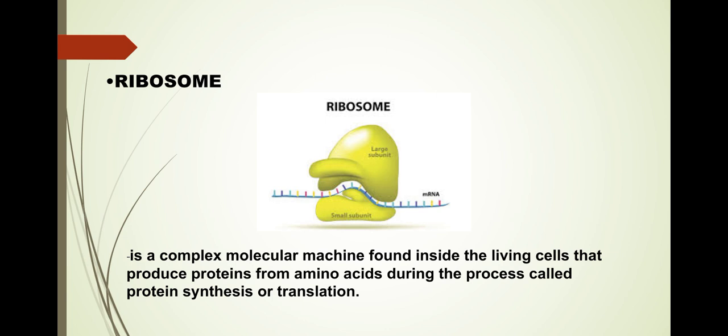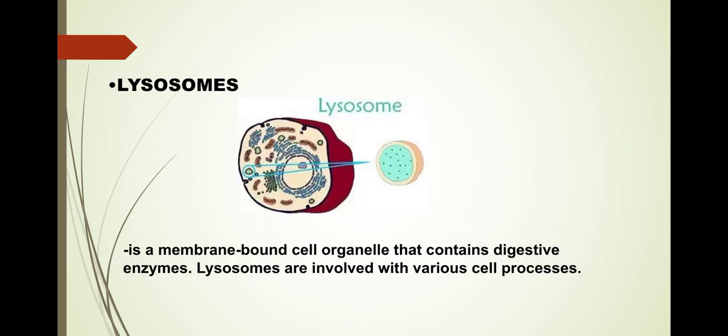Next is ribosome. It is a complex molecular machine found inside the living cells that produces proteins from amino acids during the process called protein synthesis or translation. Next part is lysosome. It is a membrane-bound cell organelle that contains digestive enzymes. Lysosomes are involved with various cell processes. It is responsible for the digestion of macromolecules, old cell parts, and microorganisms.